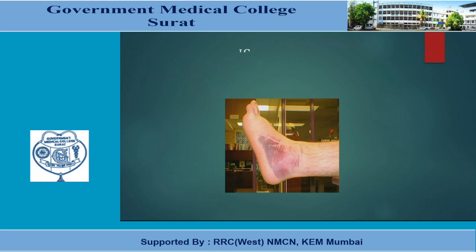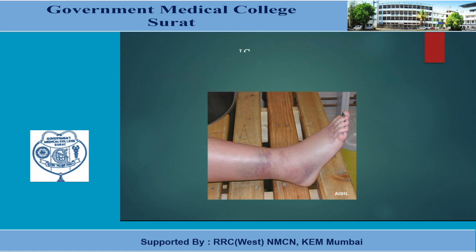So this is the lateral ankle sprain. You can see the ecchymosis over the lateral aspect of the ankle joint. See, this is the swelling over the lateral aspect.